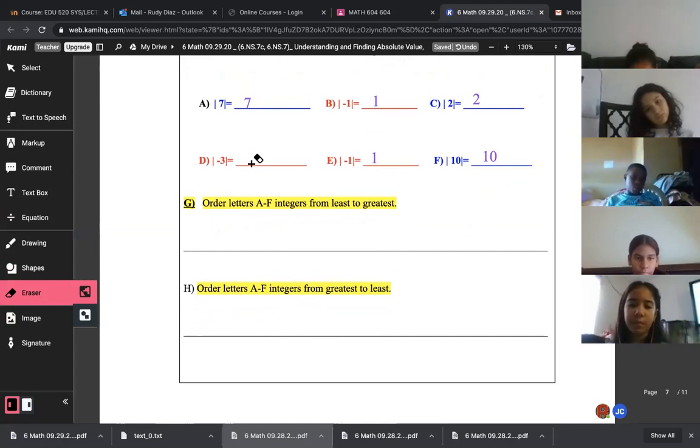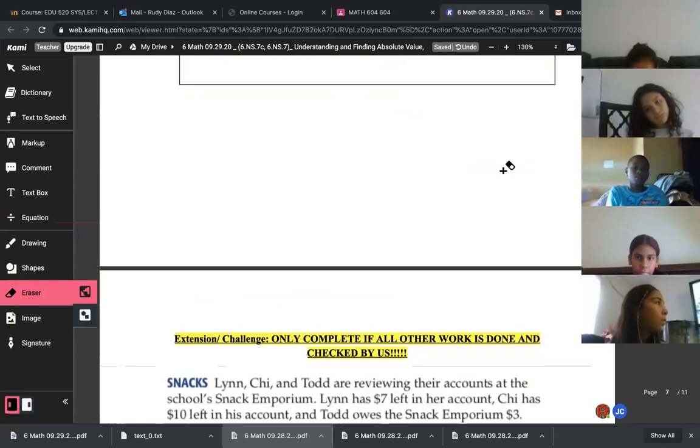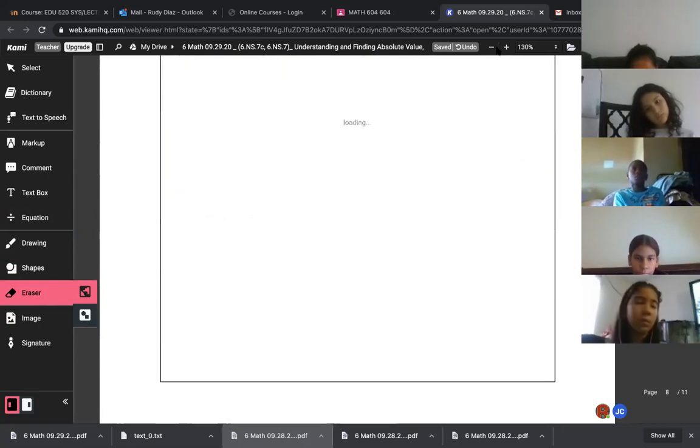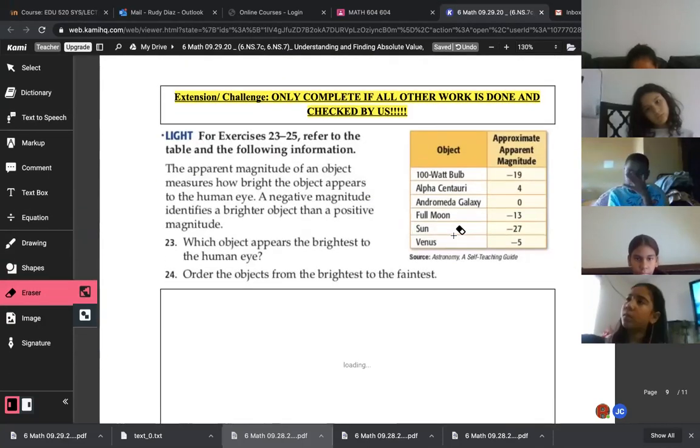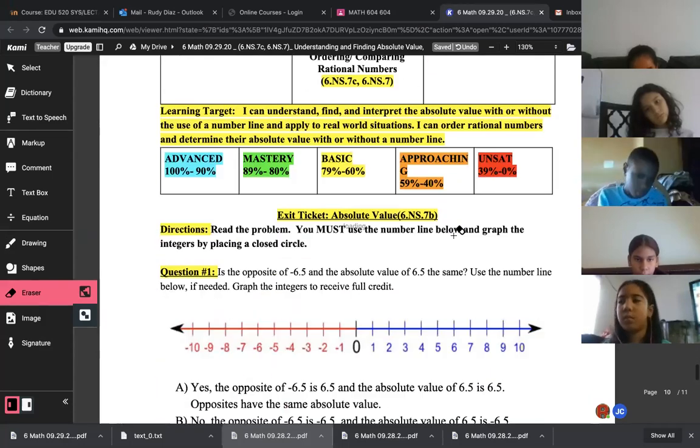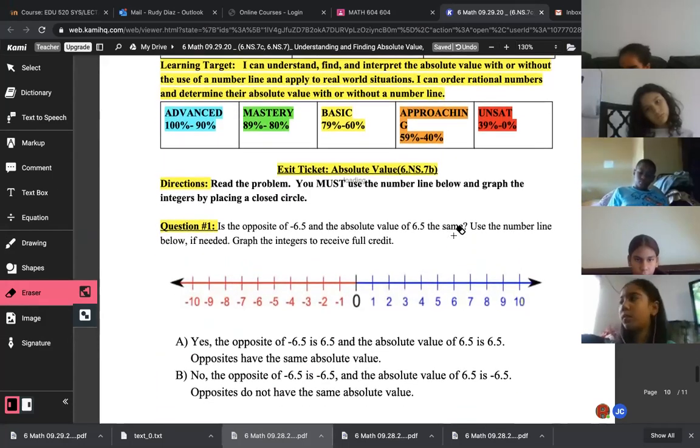I know that was really quick, but if you have a number line, just remember, least to greatest, you read it from left to right. And greatest to least, you read them from right to left. Let's go over what you're going to see on your exit ticket real quick.